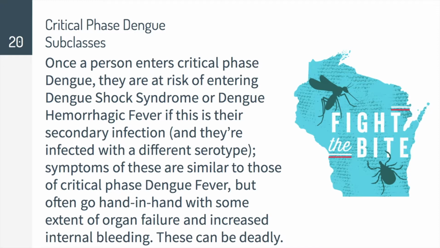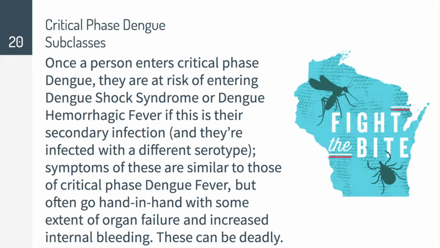So those serotypes are allowed to build up and can actually cause a lot more damage to your body. This is where we see plasma leakage, more or less of blood, internal bleeding, vomiting, and just really more severe symptoms of dengue. These often go hand in hand with some extent of organ failure and increased internal bleeding, and they can actually be deadly, so they're pretty dangerous.